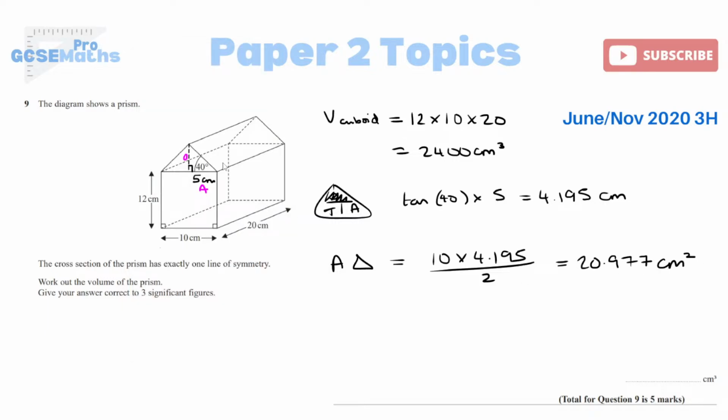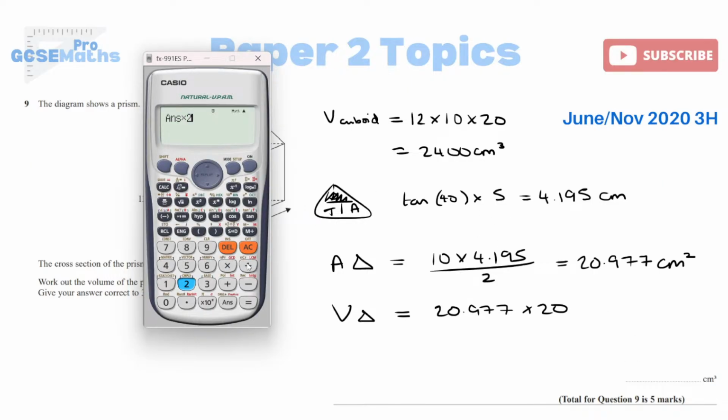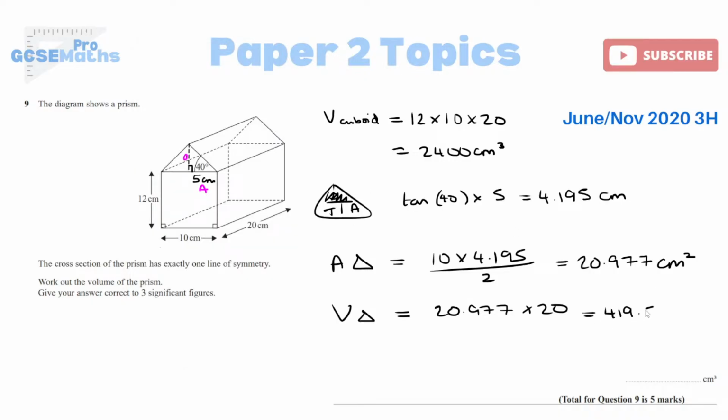And now to make it into the volume, we have to multiply it by the length, don't we? So the volume of the triangular prism is the 20.977 times the other 20 that I haven't technically used yet. Times 20, so 419.55 maybe, 419.55. Now that's then the volume.